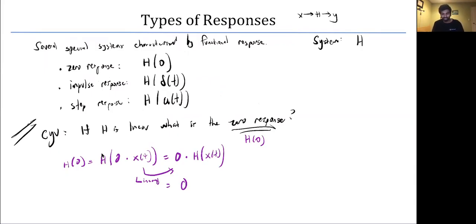If h is linear, what is the zero response? Since the zero response is h of zero, we can just use algebra here. H of zero is nothing but h of zero times x of t, which equals zero times h of x comma t, which equals zero. Okay, so that's how we solve that check your understanding question.